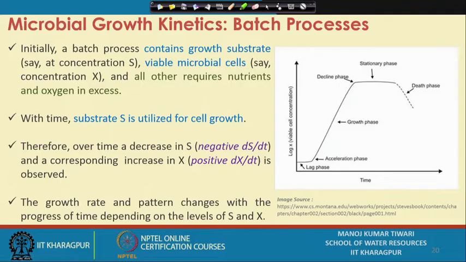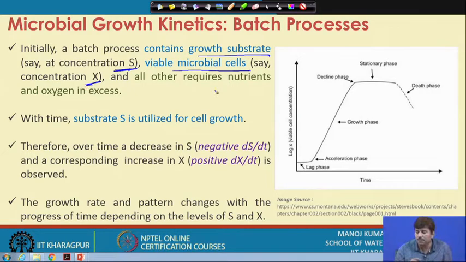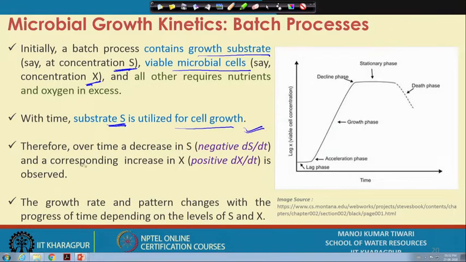Now, if we see this batch process of growth, initially there is a growth substrate present at some concentration S, there are viable microbial cells present at a concentration, say X, and all other required nutrients and oxygen are in excess or sufficient quantity. So growth is primarily dependent on the substrate. With time, substrate S is utilized for cell growth, and we will see a decrease in S over time. So dS/dt is negative, corresponding to an increase in X, so dX/dt becomes positive. This growth rate and pattern change as time progresses, depending on the level of substrate and biomass present in the system.